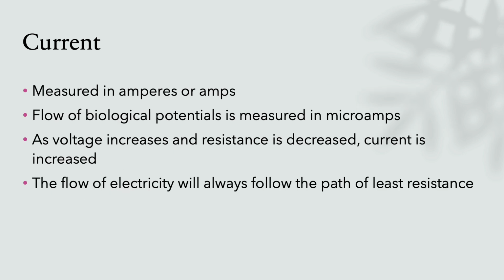Current is the measurement of flow of electricity over time, and we express those in amps or amperes. The flow of biological potentials is measured on the order of microamps, or millionths of an amp. Electricity always follows the path of least resistance. That's why you get hit by lightning if you stand in the middle of a golf course with no trees. You're the closest conductive thing, and you're connected to ground, so the lightning hits your head and goes through to your feet.